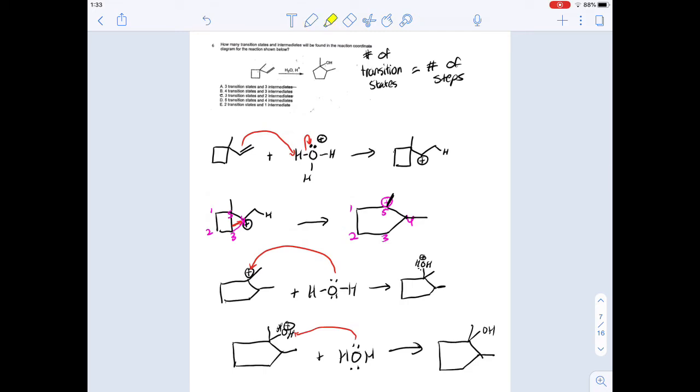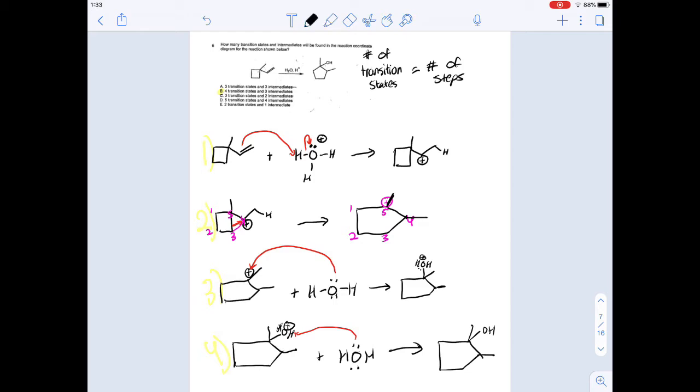So let's start with the transition states. In this case, we have 1 step, 2 steps, 3 steps, 4 steps. So we're going to have 4 transition states. So that actually gives you your answer right away. Your answer is B, because it's the only one with 4.